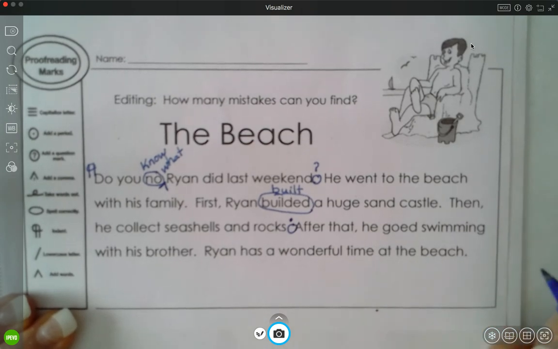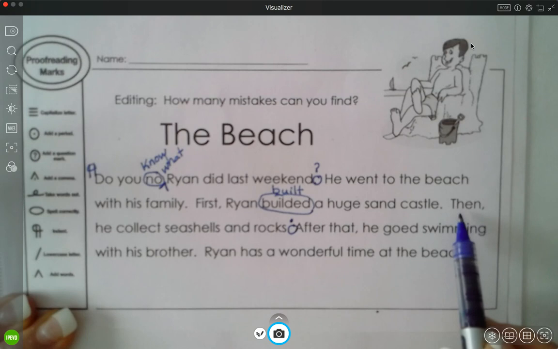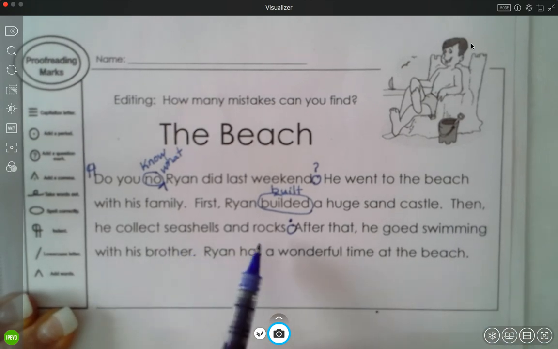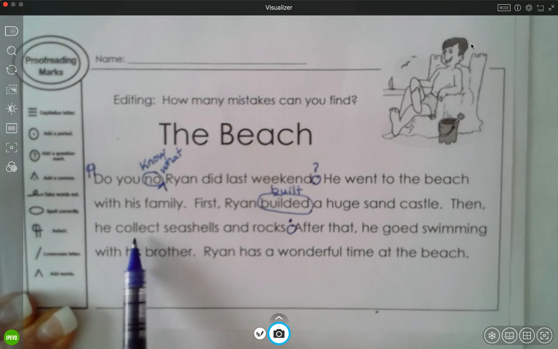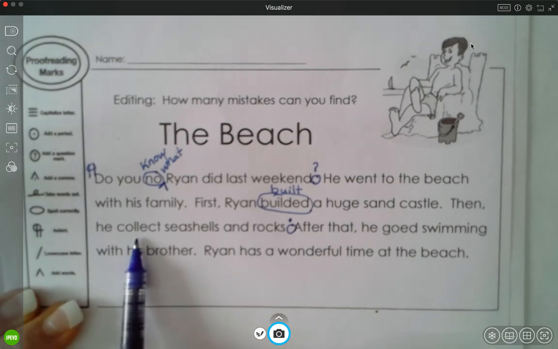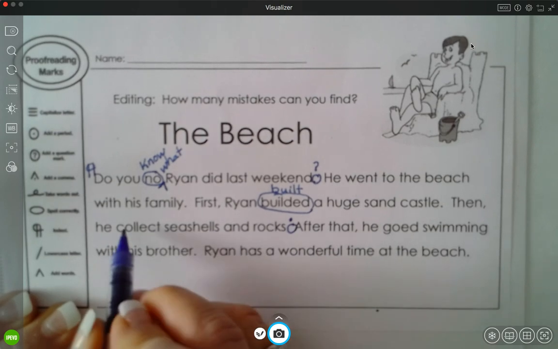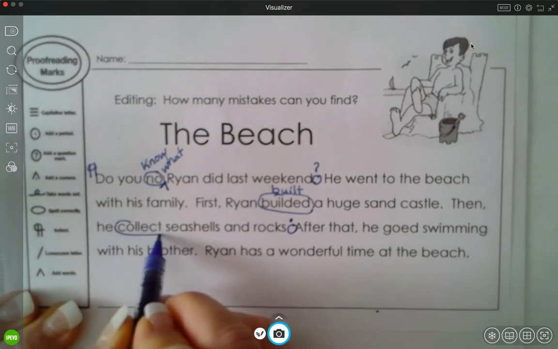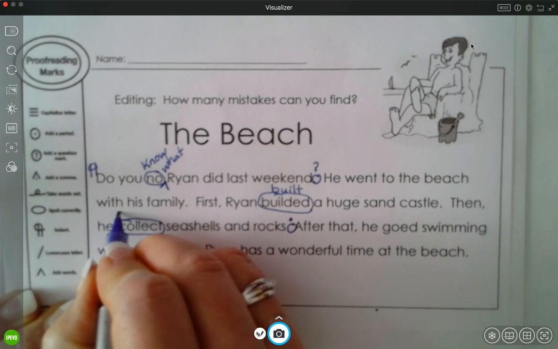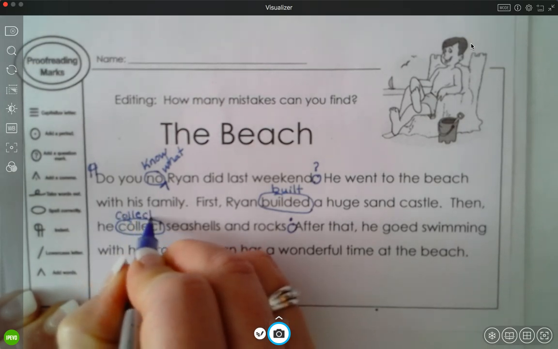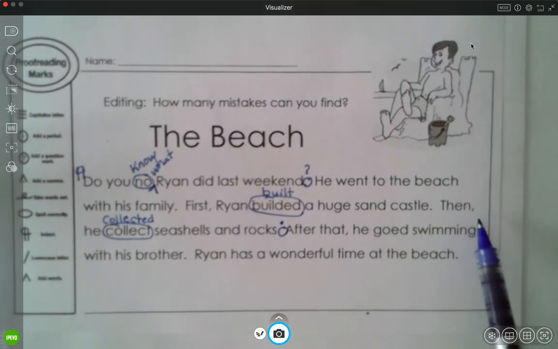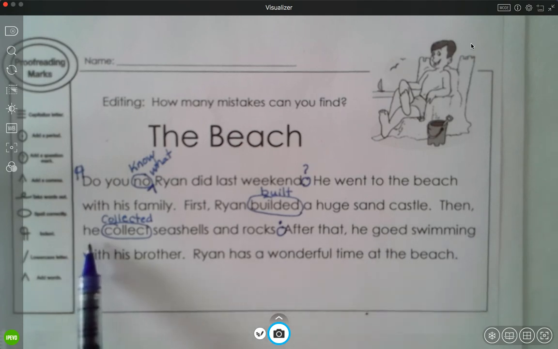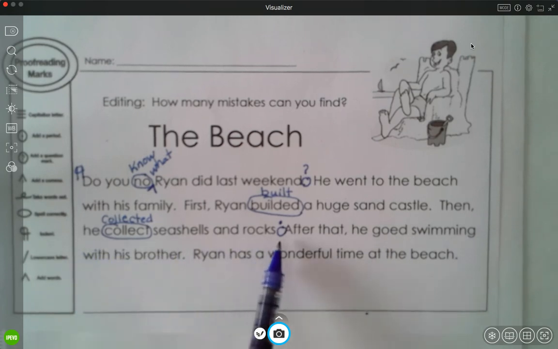All right, something sounds funny about that sentence. So then he collect seashells and rocks. Well, I know that it's past tense because it was last weekend, and we use built, which is past tense. So we should use past tense of the word collect. That word is not spelled correctly, so I'm going to circle it. And in order to make it past tense, I am going to make it say collected. Then, comma, he collected seashells and rocks, period. I think we're good.